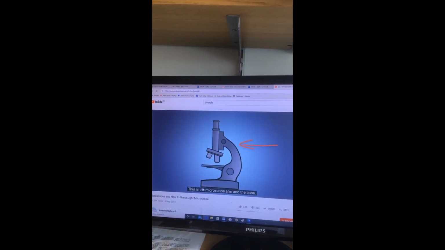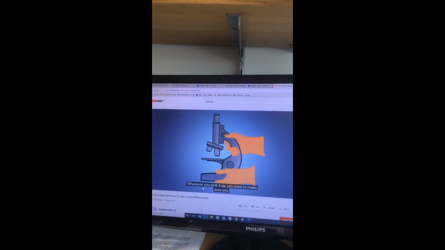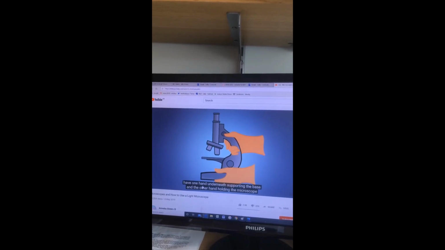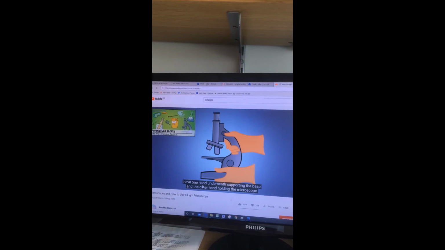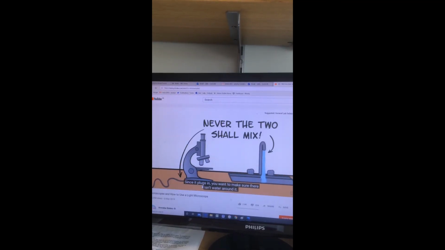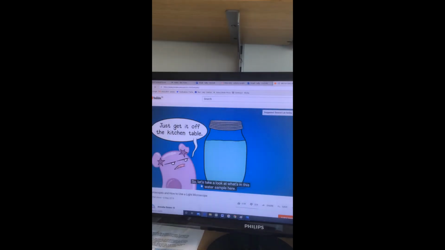This is the microscope arm and the base. Whenever you pick it up, you want to make sure you have one hand underneath, supporting the base, and the other hand holding the microscope arm. Since it plugs in, you want to make sure there isn't water around it. So let's take a look at what's in this water sample here.